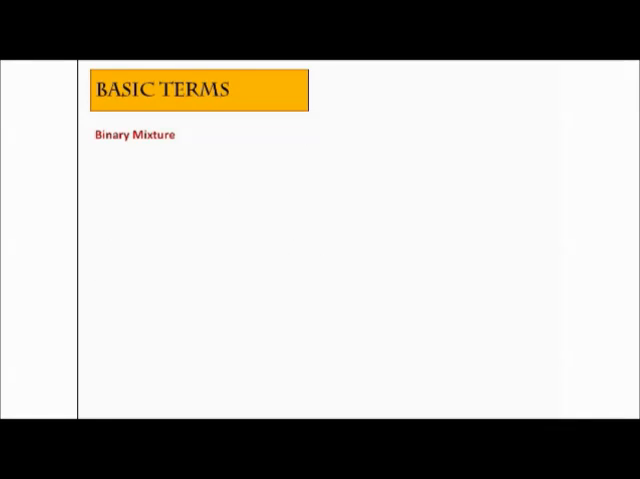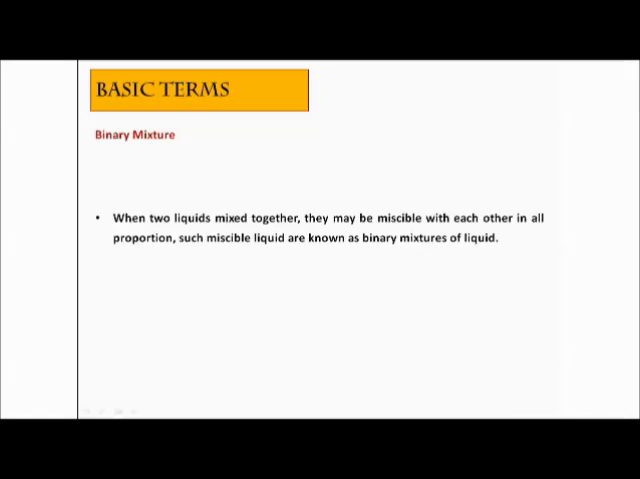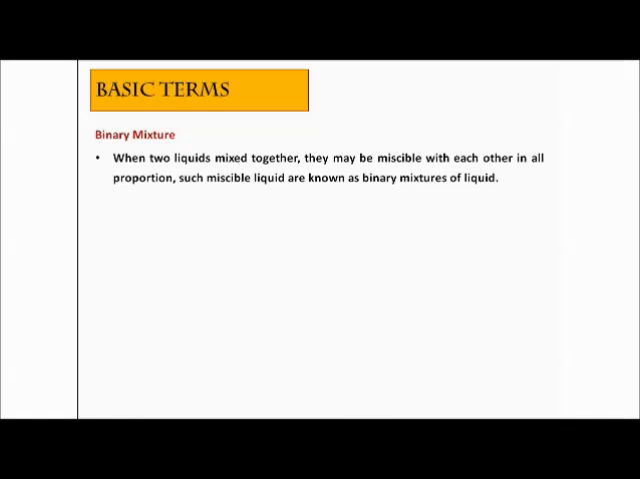So now let's have some basic idea regarding some of the terms which will be used further in this discussion. First of all, a binary mixture. What is a binary mixture? Simply two liquids, suppose A and B. If we mix these two liquids and they are miscible with each other in all proportions, such miscible liquids are known as binary mixture. For example, we have taken water and alcohol.